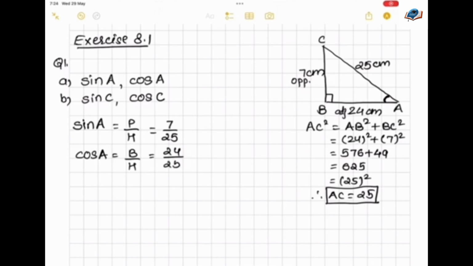Now in part B, I am given sin C. So sin C's opposite side will be BA upon AC. So P by H again, so 24 upon 25, and cos C will be B by H, so that will be 7 by 25.